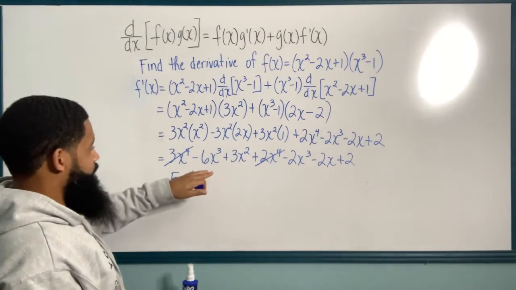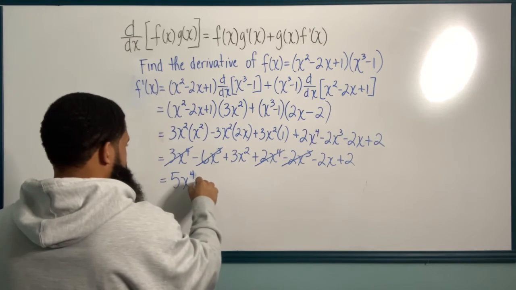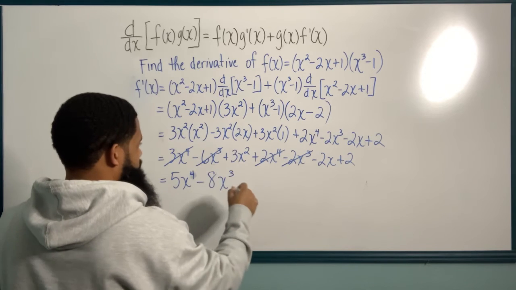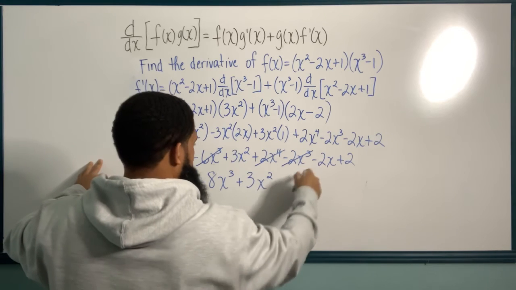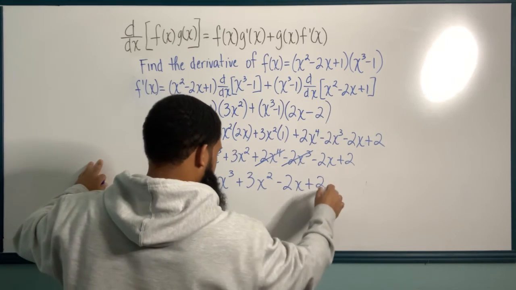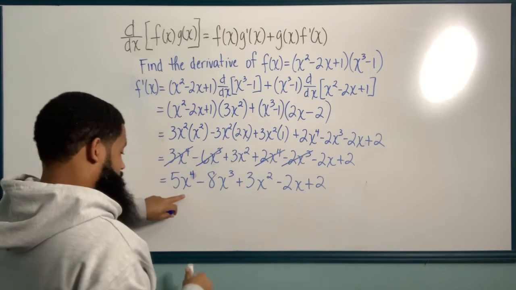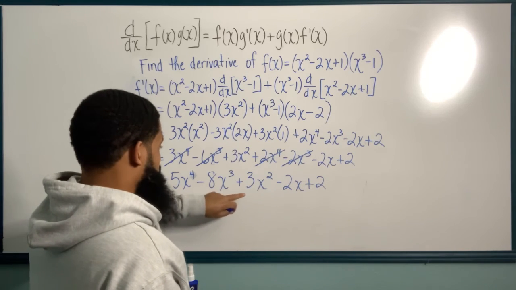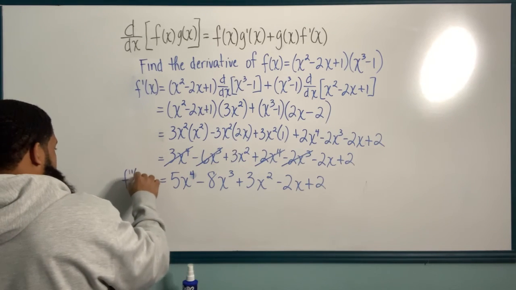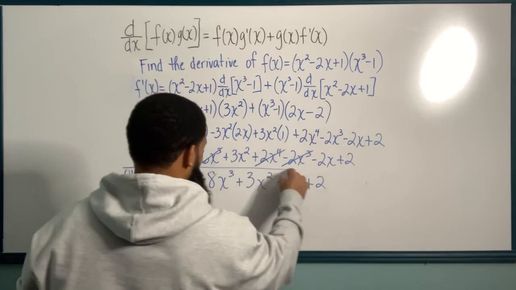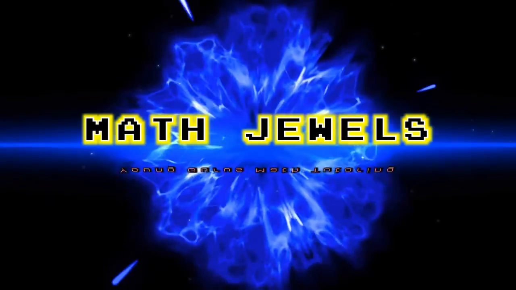All right, so then now to the 3rd power. Negative 6x to the 3rd, negative 2x to the 3rd, so that gives us negative 8x to the 3rd power. All right, x squared, so plus 3x squared minus 2x plus 2. So now all we have is 5x to the 4th minus 8x cubed plus 3x squared minus 2x plus 2. That is our derivative. That is f prime of x. It's long, took a little while to get there, but we got it.